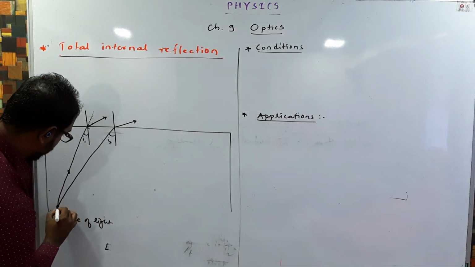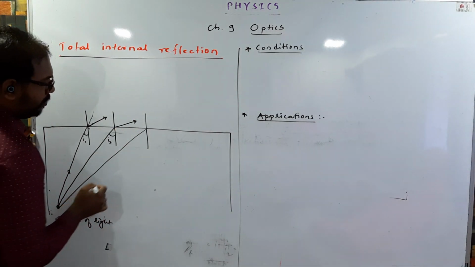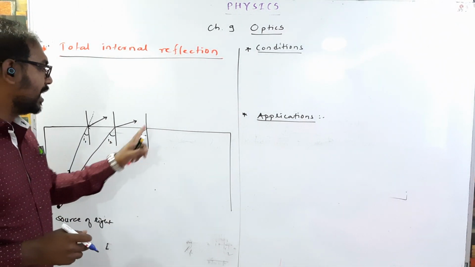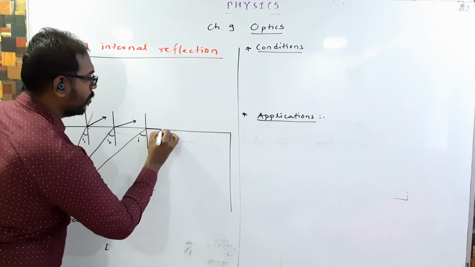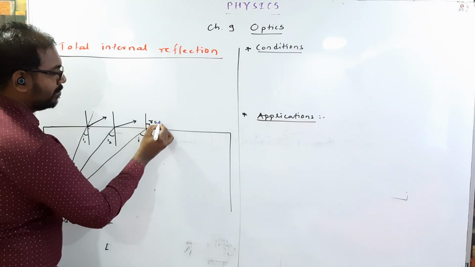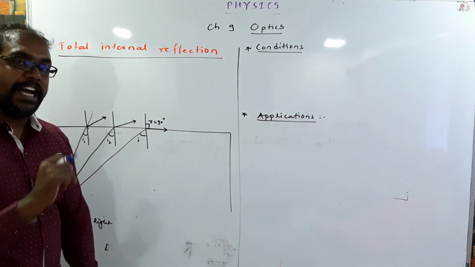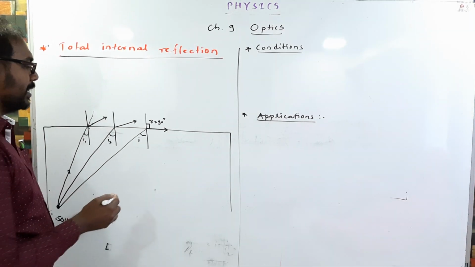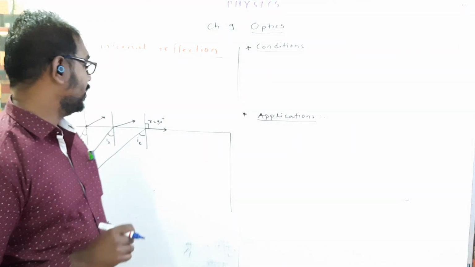Okay. Now next time I consider the third light ray. So this is the normal. Here this angle of incidence is greater than this I2. So this angle of refraction is also greater than this. So it bent more away from the normal. And here we get this angle of refraction as 90 degrees. So when we get an angle of refraction of 90 degrees, that time the angle of incidence in this denser medium is called the critical angle.